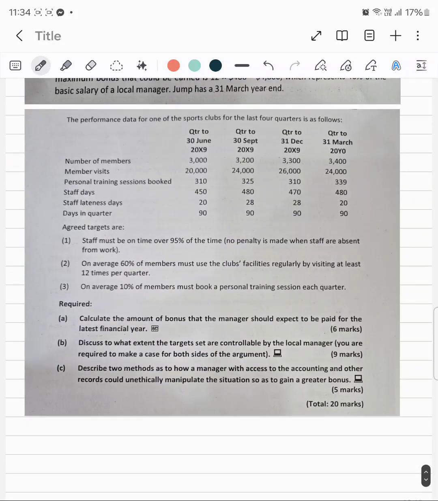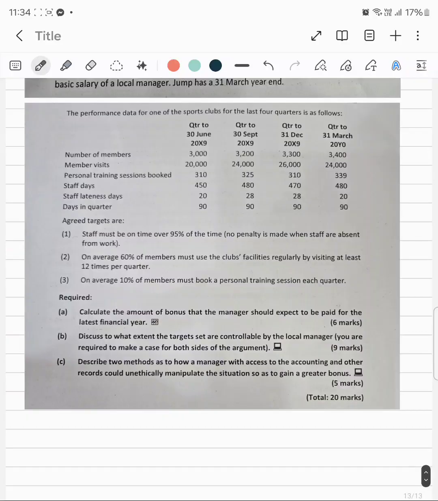So the performance data for one of the sports clubs for the last 4 quarters is as follows: quarter to 30th June 2009, and you can read out this information. We'll use it for solving the question, and the agreed targets are also given. Staff must be on time over 95% of the time. Okay, this will be used, I guess. I think they will all be used.